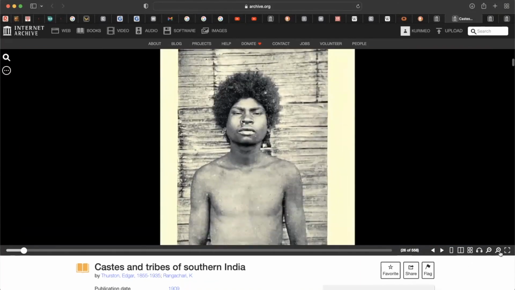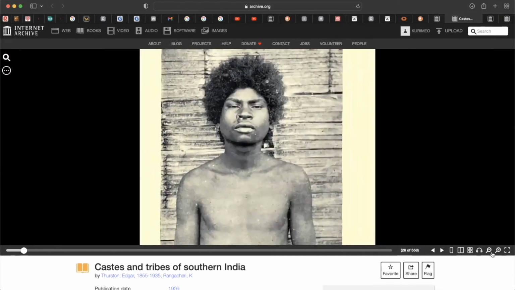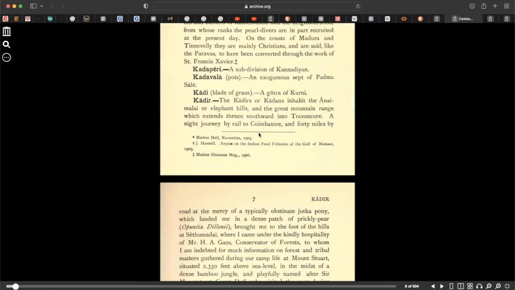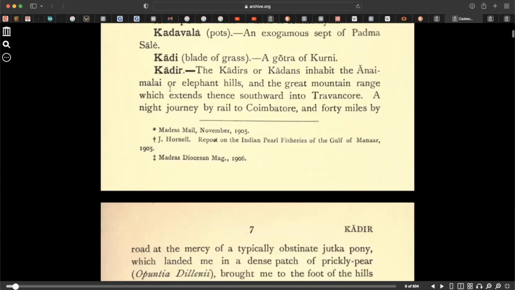And here goes the picture I was just showing you guys. All right, let me just show you guys. He's from Kadir. Now, in the same book, let me just read a little bit about the Kadirs, and we're learning about these people. It says the Kadirs or Kadans, Adans, or Dans, inhabit the Anai Malai or Elephant Hills and the great mountain range which extends thence southward into Travancore.